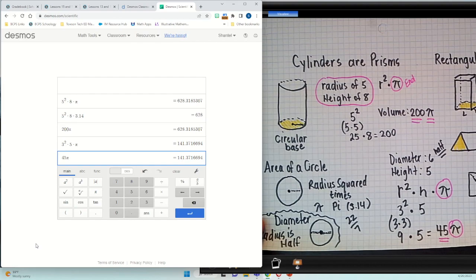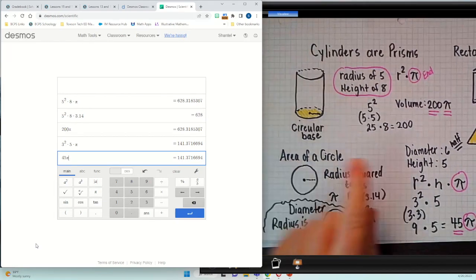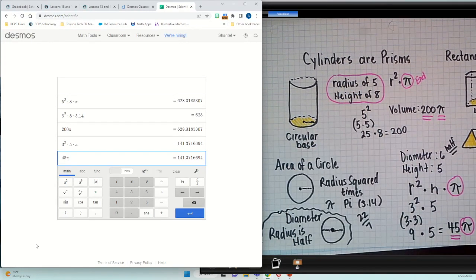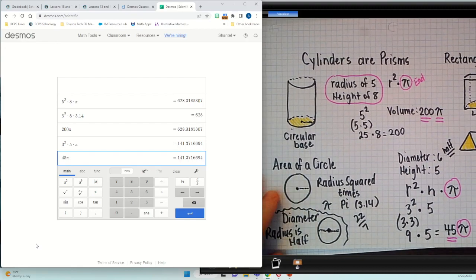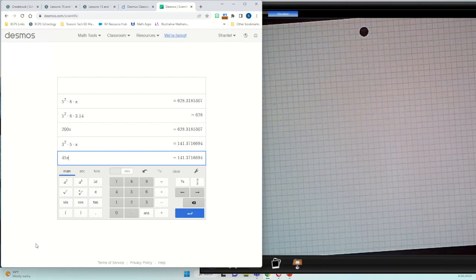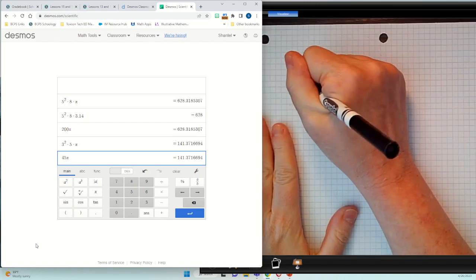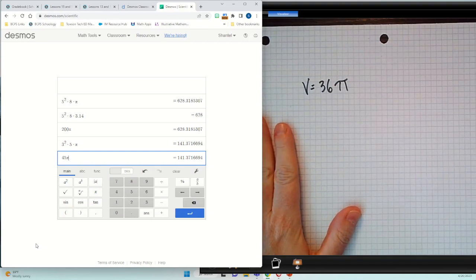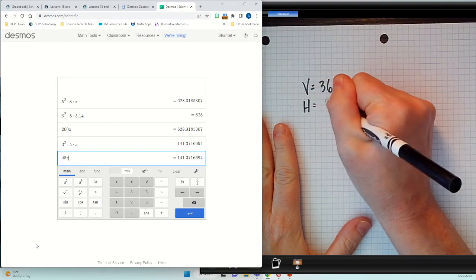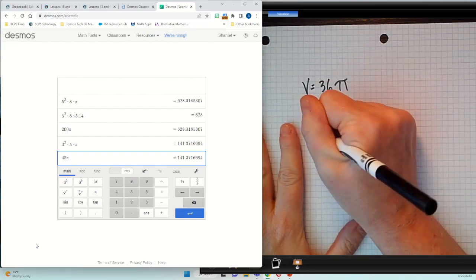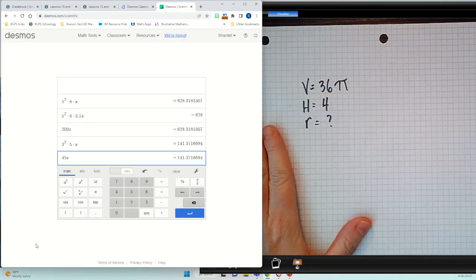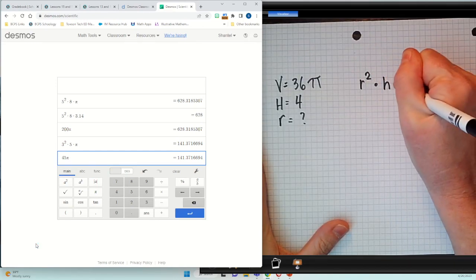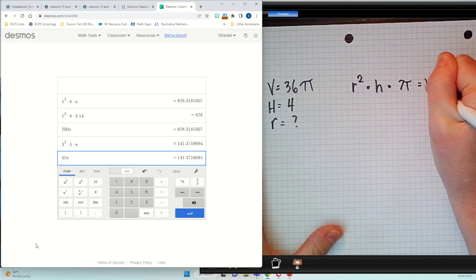Now, sometimes you're going to get the volume, and you're going to have to find either the radius or the height. So we did a few of those in class today. So if I give you the volume, so let's say the volume is 36 pi, okay, and I say the height is 4, so I need to know what the radius is, okay? So I know that radius squared times the height times pi will give me my volume, okay?